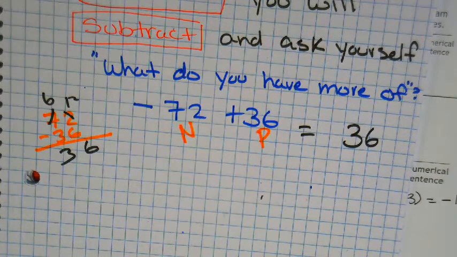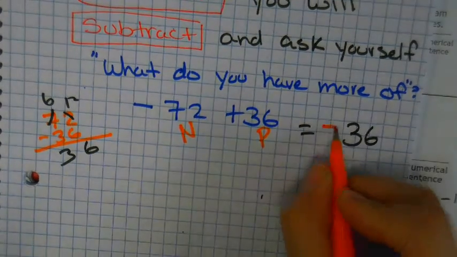But are we done? No. The last thing before we finish this question is ask yourself, what do you have more of? Negatives or positives? I got negatives. Look at that. I got 72 negatives compared to 36. Who wins the tug of war? The negatives. So therefore your answer, don't forget, is negative 36.